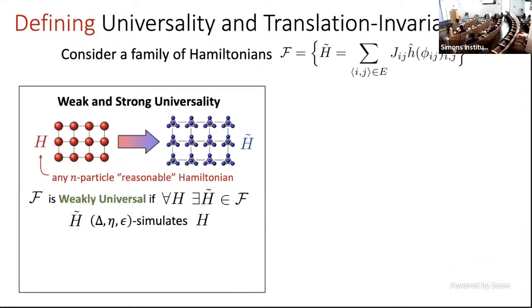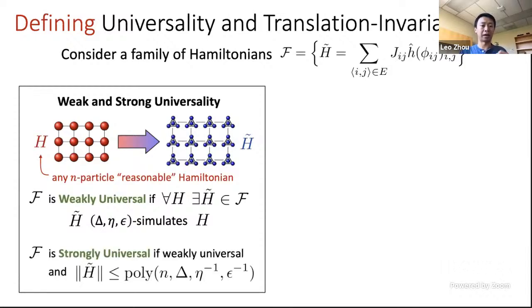So the idea of weak universality is that you can take any n-particle reasonable Hamiltonian H, and if you can map it to a Hamiltonian H tilde from the family using the definition earlier, saying that H tilde simulates H, then we say that this family of Hamiltonians is weakly universal. And we say that the family is strongly universal if it is both weakly universal and also, for the Hamiltonian H tilde that you chose from the family, all the energies and the number of particles only scale polynomially in the system size n, as well as all the precision parameters.